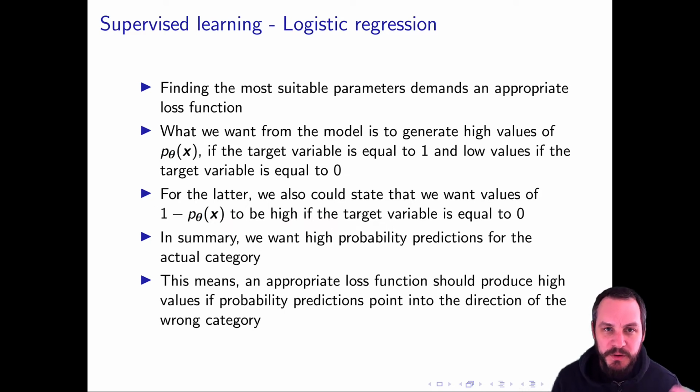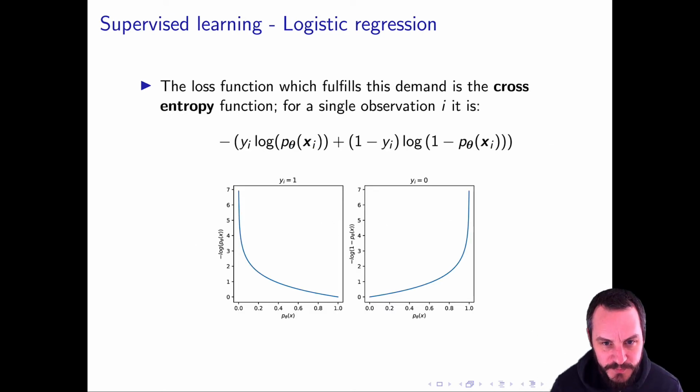So the probabilities should be high for the actual category that we see for this observation, and this is supposed to work for the majority of observations. So we always use the average of all observations. How can we succeed here?